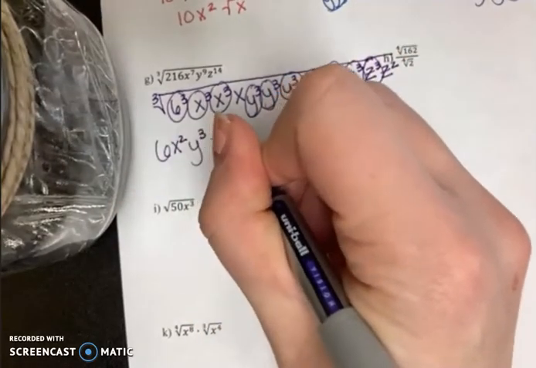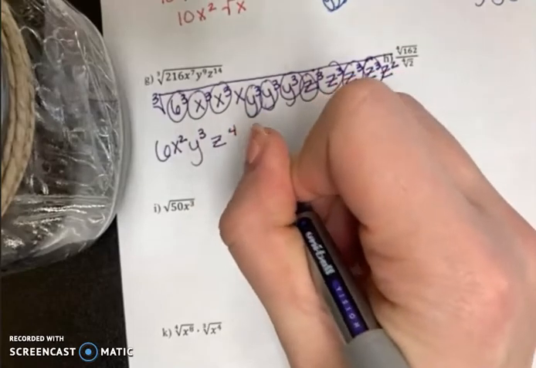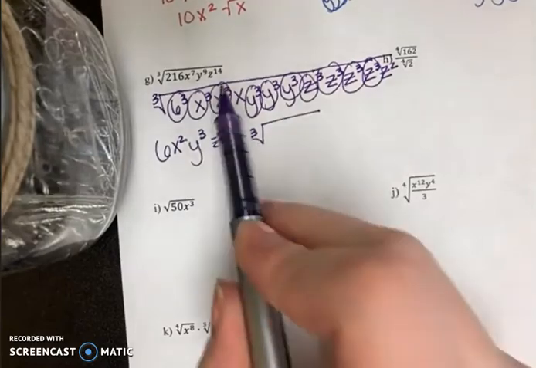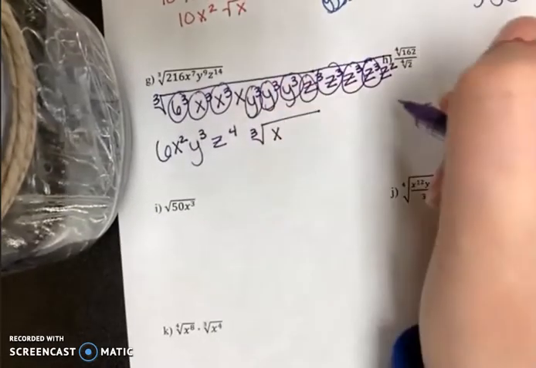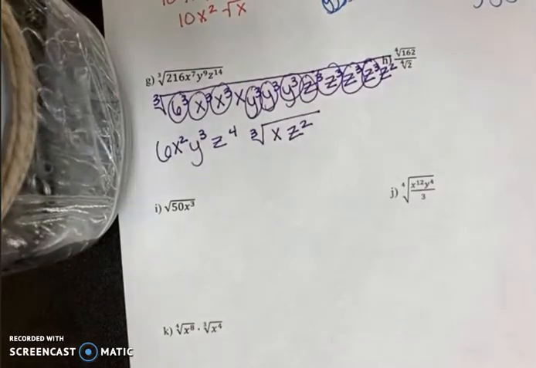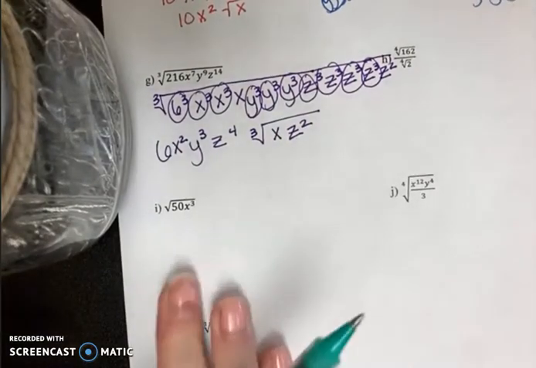Z to the fourth power. Whatever we did not pull out, we need to rewrite underneath the cube root. So I did not pull out an X to the first power. I did not pull out a Z squared. Hopefully we're starting to pick up on it by now. Let's do another one just in case.